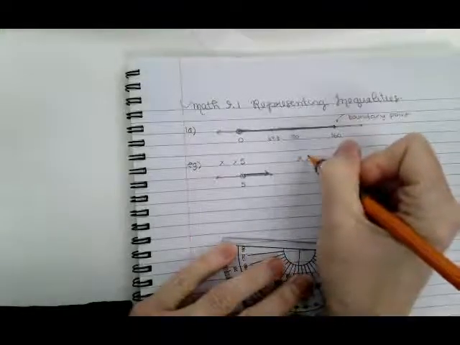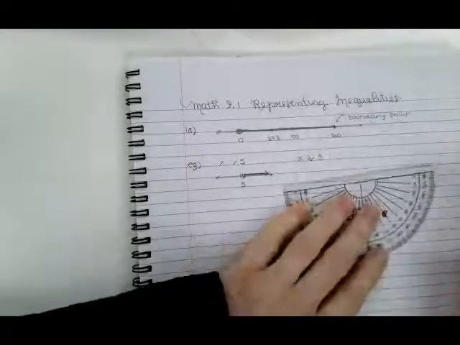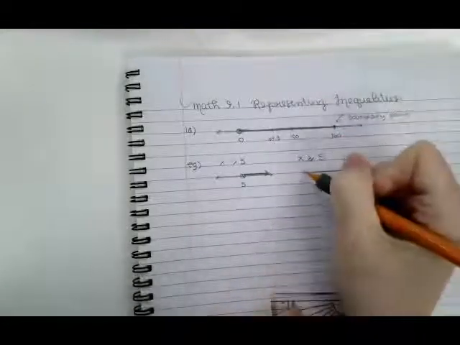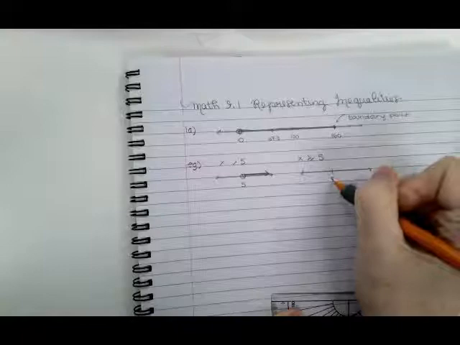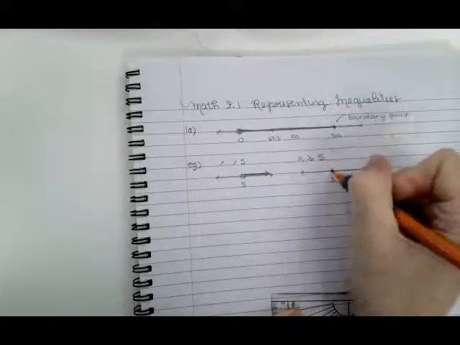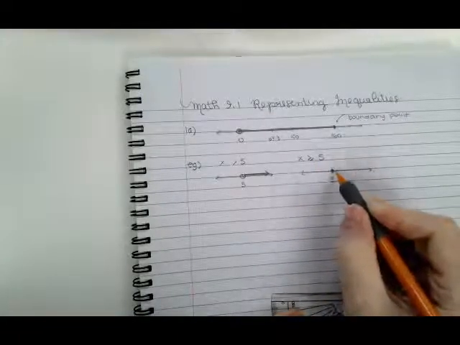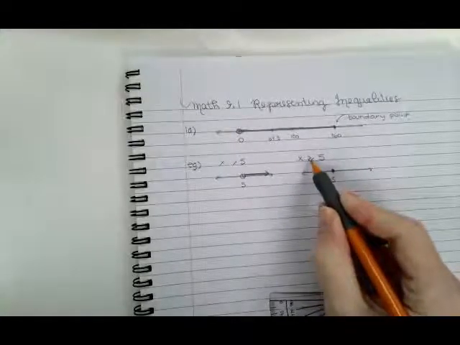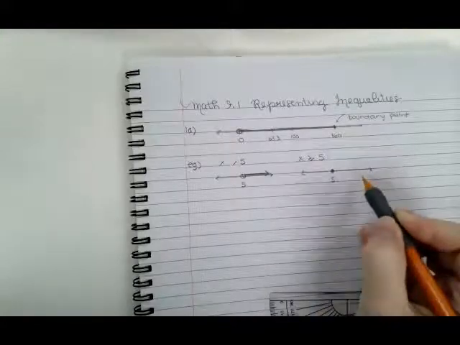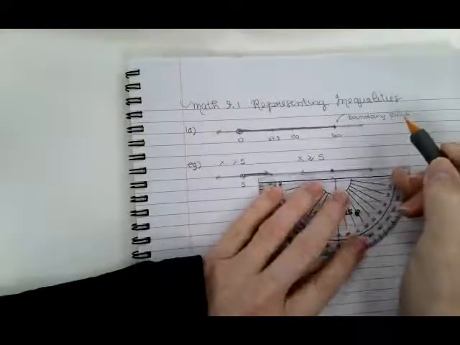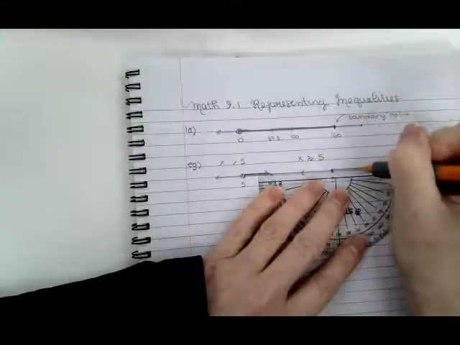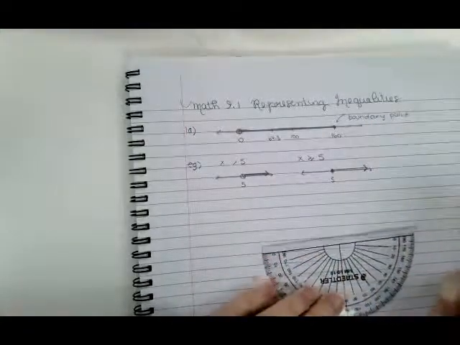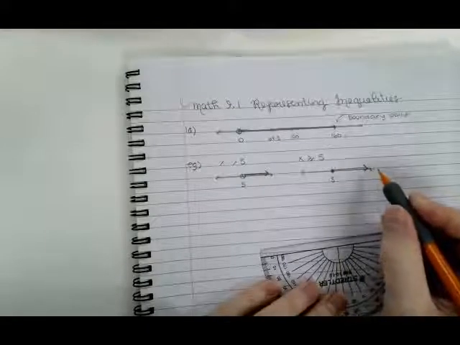If I did x is greater than or equal to 5, here's my nice little line, here's my 5, and now because of the equal, I'm going to include that 5, and then I want everything above. Notice if I put my x on the left side, then the arrow points the way it's actually going to go on the number line, which is convenient for us. I'm going to do it a little above here so we can see it. And there we go, and we'll have the arrow to show that it continues.